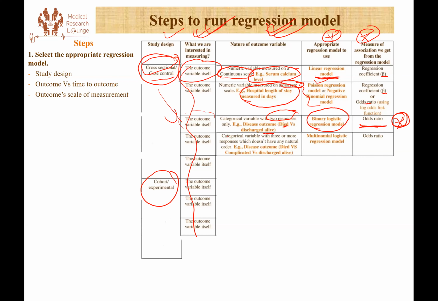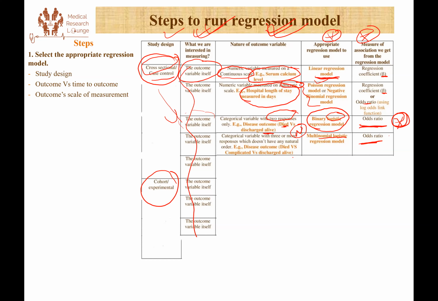So the other is when this categorical variable has 3 or more responses, and these responses do not have any natural order, that means when the categorical variable is just nominal, then the proper type of model to use is the multinomial regression model. When you run that model, what you get is an odds ratio. In general, both binary and multinomial are within the family of logistic regression. So every time you run a logistic regression, what you get is an odds ratio. So don't forget that, whether binary or multinomial.